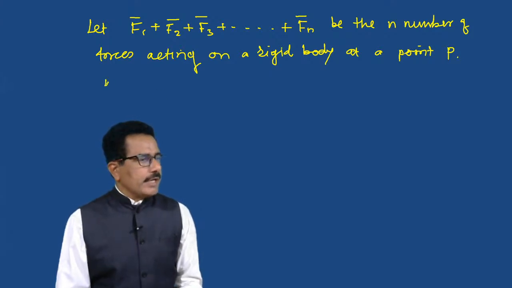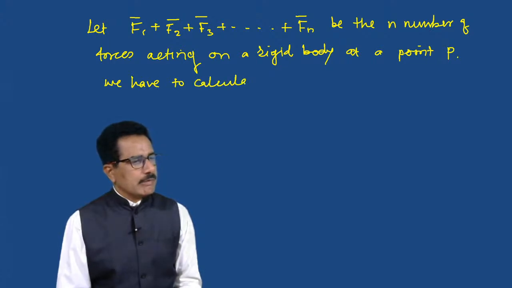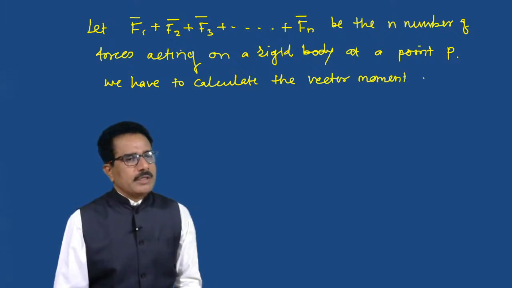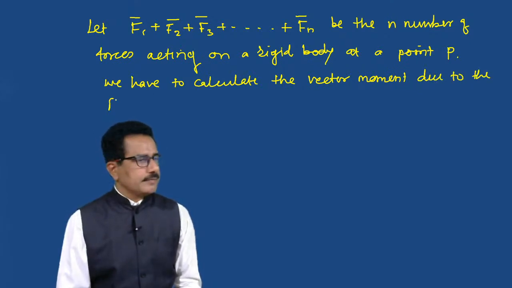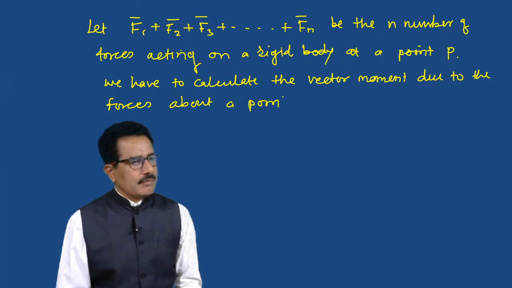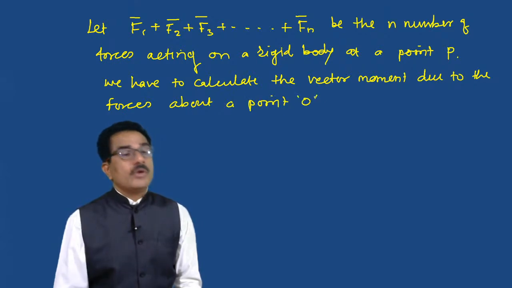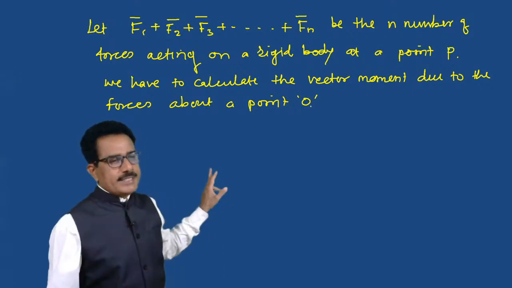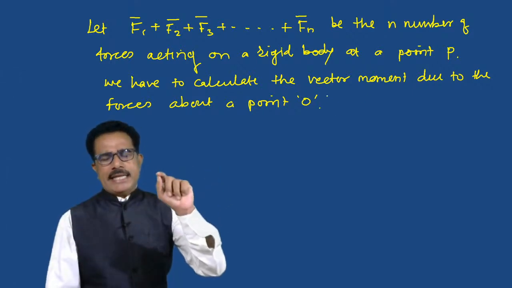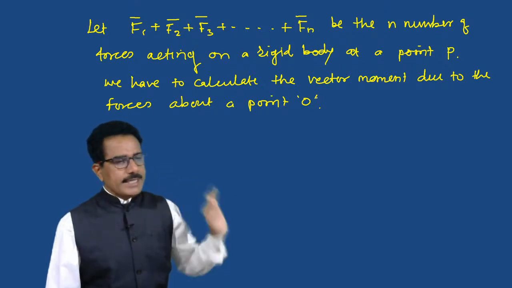We have to calculate the vector moment due to the forces about a point O. About a point O. This is the second statement. See this. You have to write clearly one statement separately.